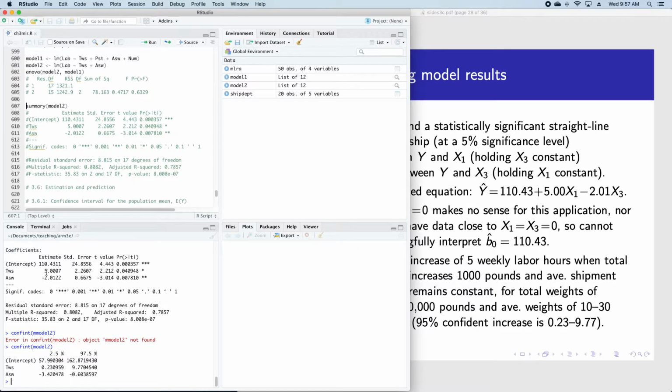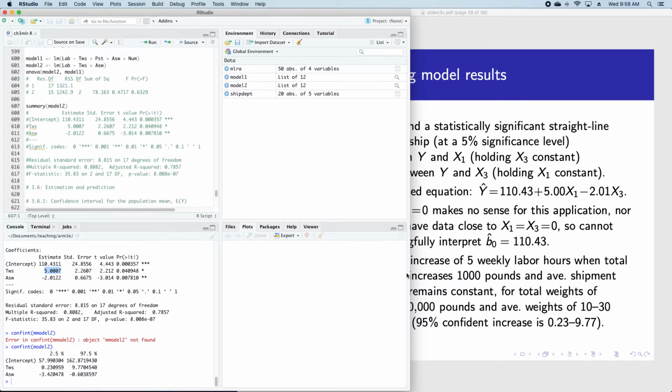What about the other two numbers? What about this one, 5.00? That's the expected change in y, the response variable, when we increase that predictor, TWS, by 1 unit and hold the other predictors, ASW in this application, fixed.